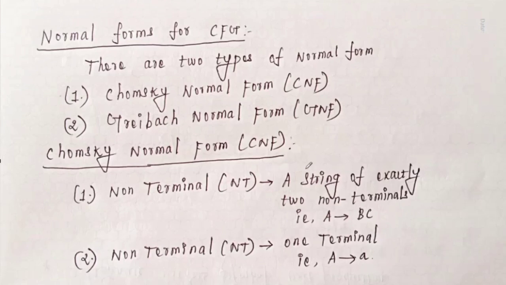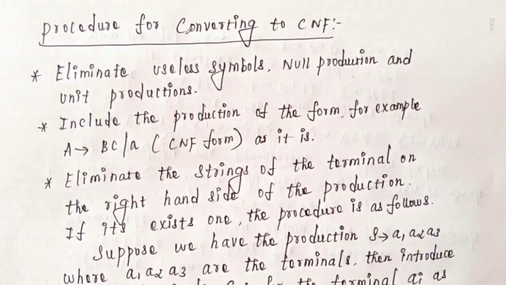When you convert a grammar to Chomsky normal form, the final result will have productions where the right hand side consists of either two non-terminal symbols or a single terminal only. Next, the procedure for converting to Chomsky normal form. In the first step, eliminate useless symbols, null productions and unit productions.